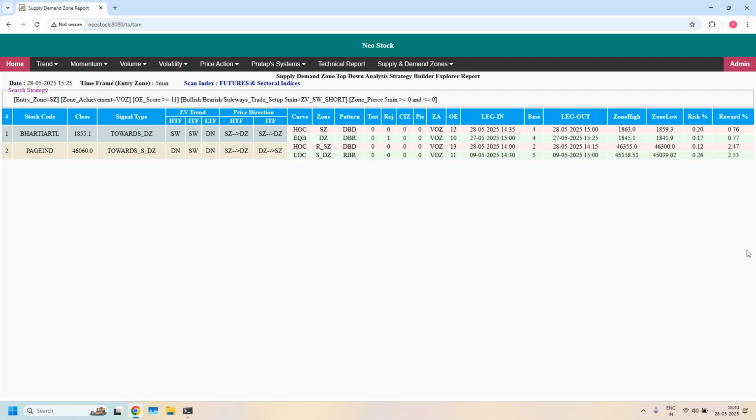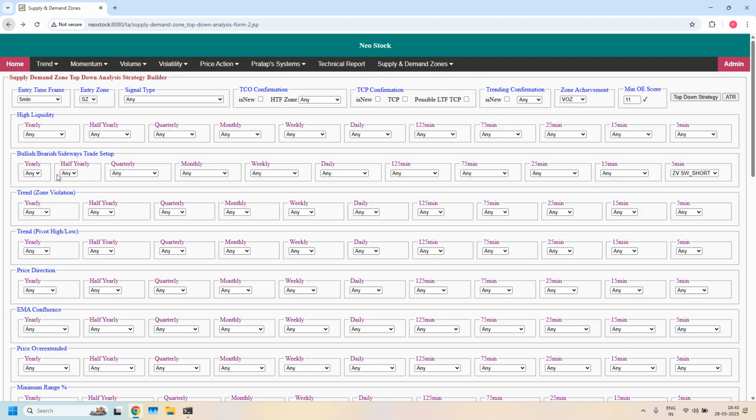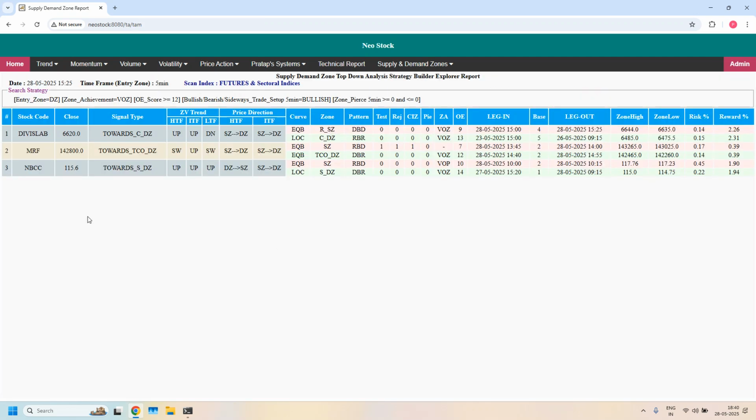Okay, next we will look into bullish trade setup for hourly income trade. The changes are 5 minutes demand zone. Here bullish. And also one more change on the filters. Minimum order enhancer score 12. Let's filter. We got 3 stocks. Bullish trade setup for hourly income trade.